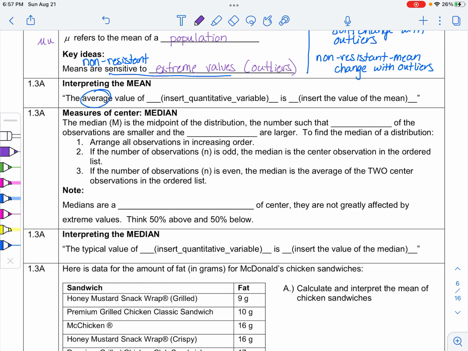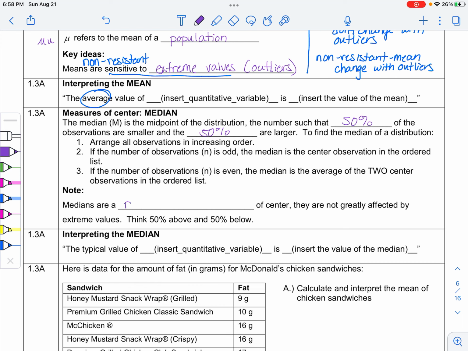Then we have the other measure of center, the median. We've got mean and we've got median. Your median is the midpoint of a distribution, the number such that 50% of the observations are smaller and 50% of your observations are larger. To find the median of a distribution, first arrange all observations in increasing order. If you have an odd number, the median is the center. But if you have an even number, then you're going to average the two center points together, just like you would have done in past math classes.